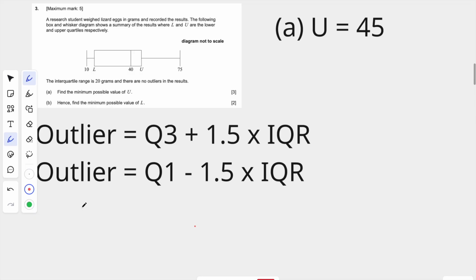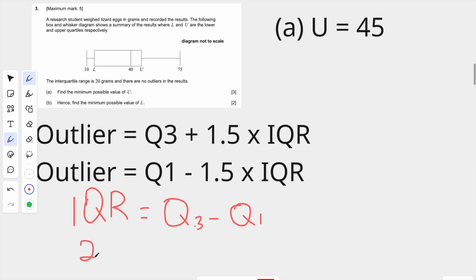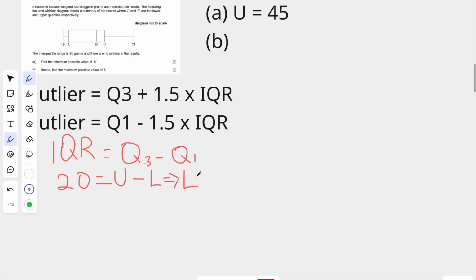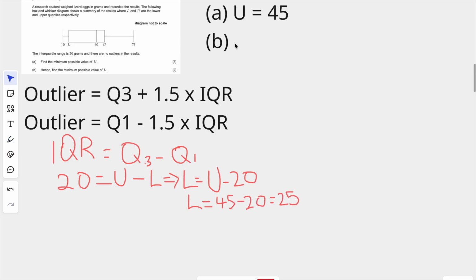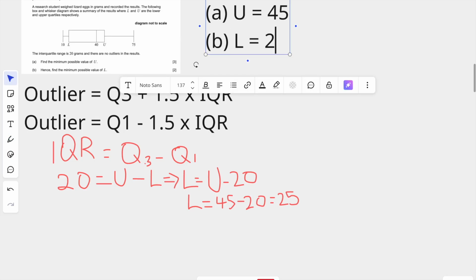So, we can make use of the interquartile range formula, which is Q3 minus Q1. As Q3 is U and Q1 is L, we have U minus L equals 20. We know U is 45, so we can solve for L and find out that the minimum value of L should be 25. Therefore, the answers to this question are that the minimum value of U is 45 and the minimum value of L is 25.